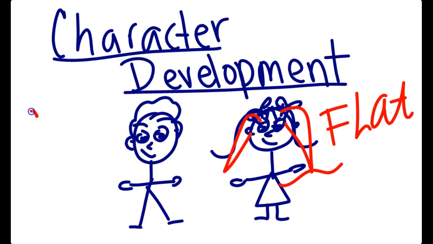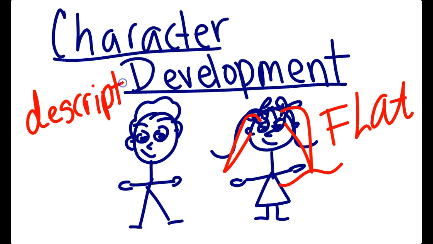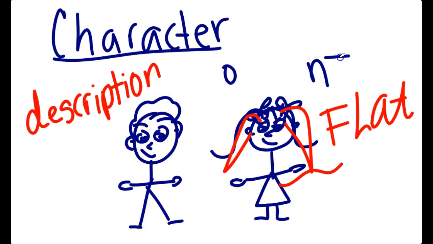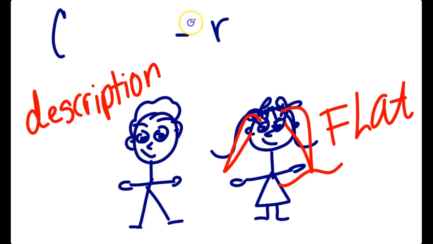So, for example, we definitely need to know how to describe our character. So we'll just put description here. And we might have to move some of this other stuff around because we're running out of room. So we need a description of our character. Now, before you start describing your character in your story, you want to brainstorm, write some ideas down.